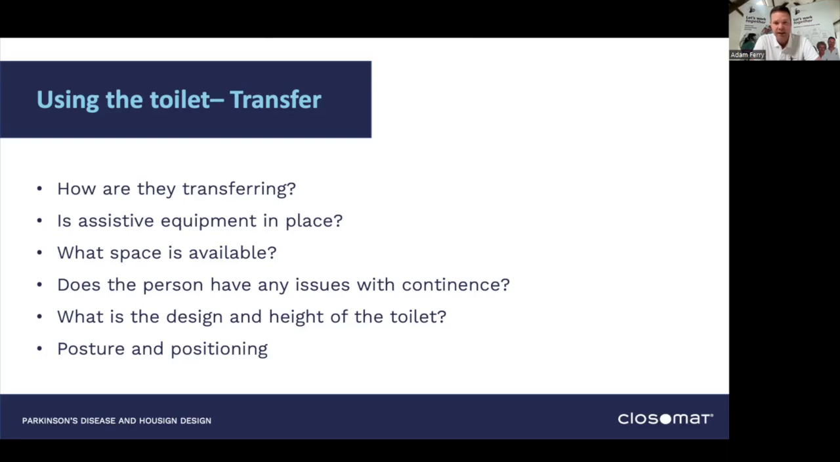So how are they going to get on and off that? Don't assume just because somebody can get off their armchair that they can get off the toilet. Very different heights, very different transfer. Toilets, domestic toilets anyway, don't tend to have arms to be able to push through as standard. And we'll come on to that a bit more later when I focus on the standing task. And what's their posture and positioning like, both in sitting and during that transfer?